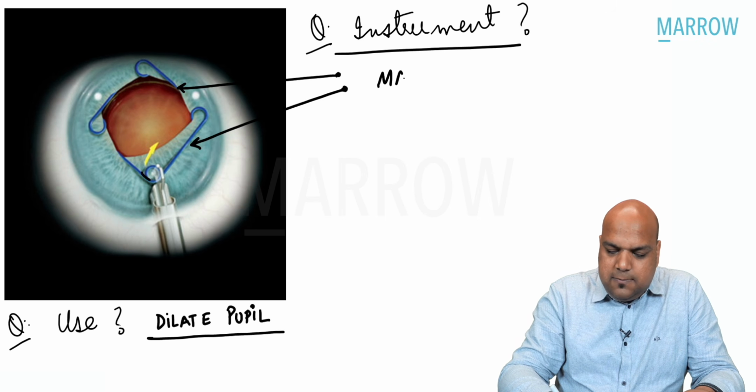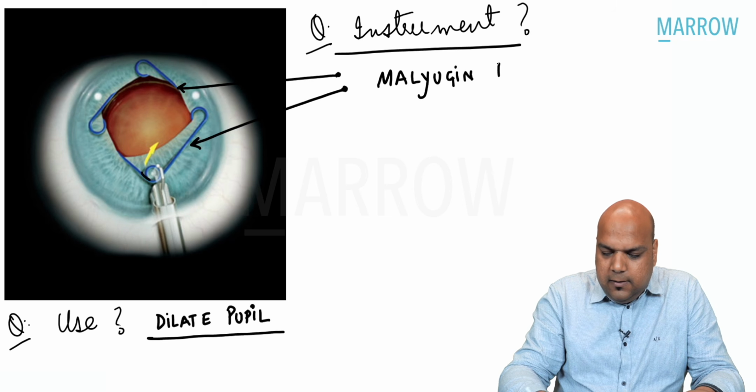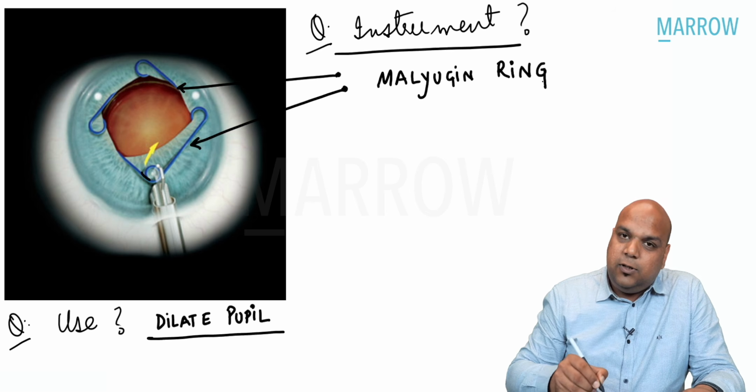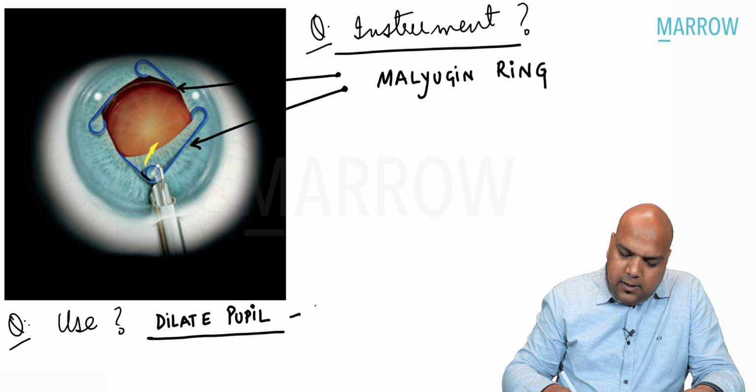This is called the Malyugin ring. Okay, so the use is to dilate the pupil intraoperatively.